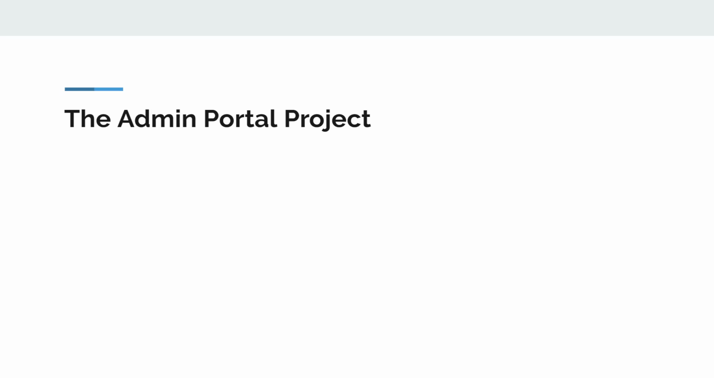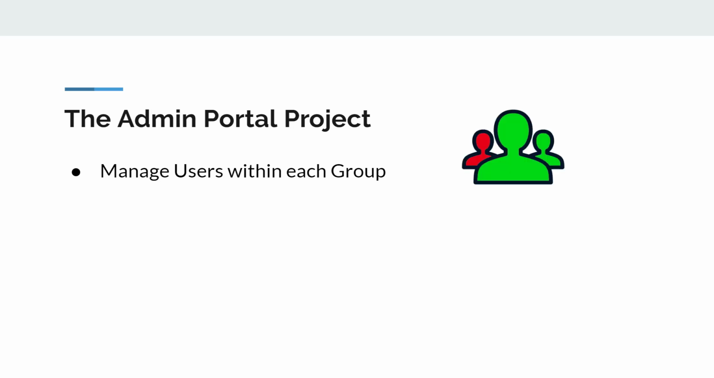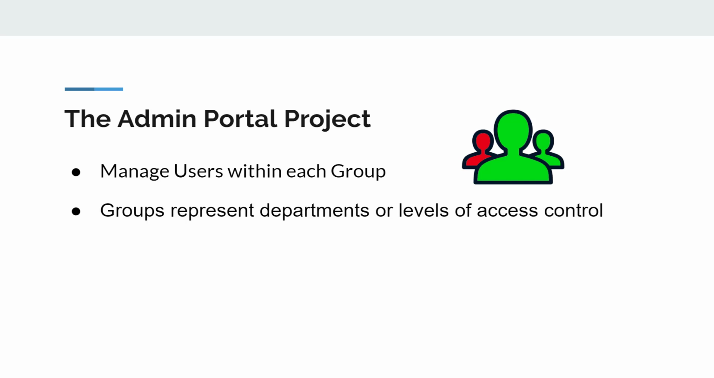Along with managing users added to the system, this project will be able to manage groups within the company and which users are contained within each group. You could think of these groups as departments within the company, or different levels of access control for users set up in the company's systems. For this project, we're going to set up a few different groups representing different access control groups within the company.